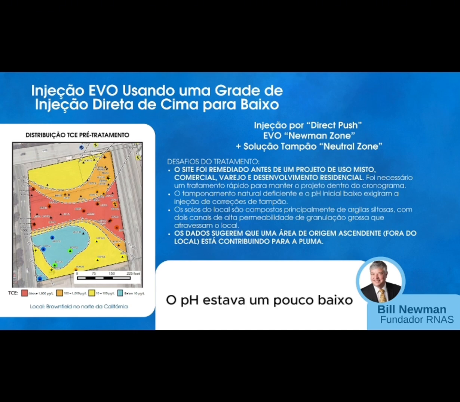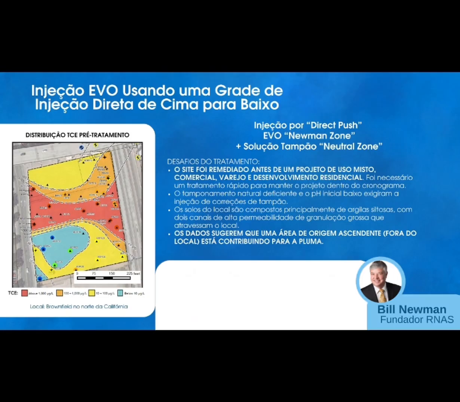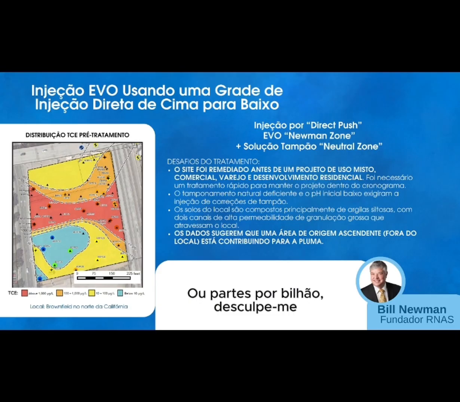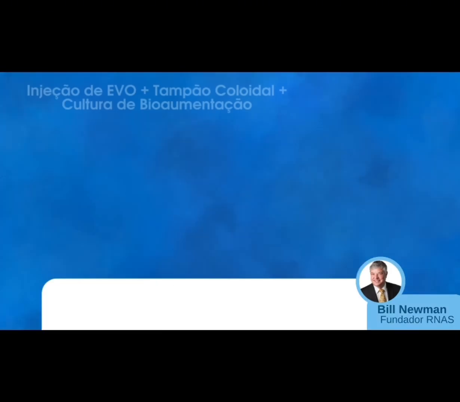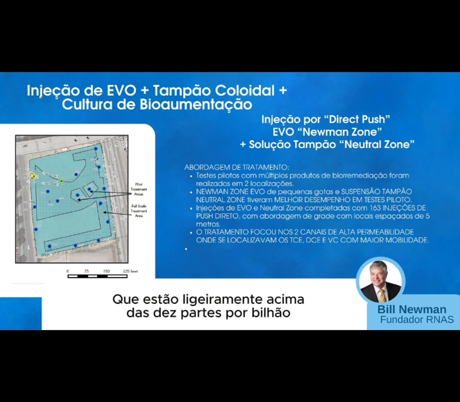The pH was a bit low, so we required both buffer and our EVO. And you can see here the red shaded areas are above 1,000 parts per billion, and the blue is less than 10 after treatment. With the grid approach, you can see there's only 2 locations that are slightly above that 10 parts per billion.